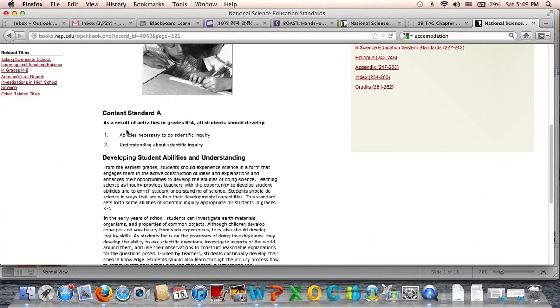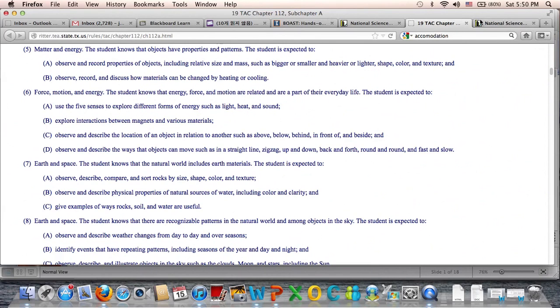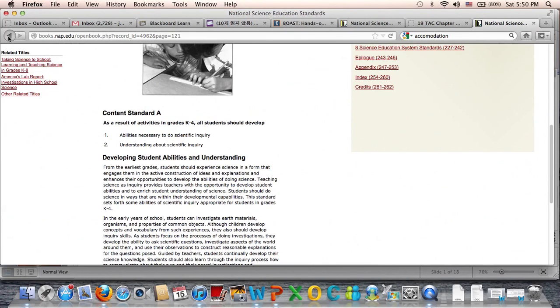See, Content Standard A. As a result of activities in grade K to 4, all students should develop abilities necessary to do scientific inquiry, and understanding about scientific inquiry. And then it gives more details on how to provide these concepts to your students. So I'm going to go back to that site.